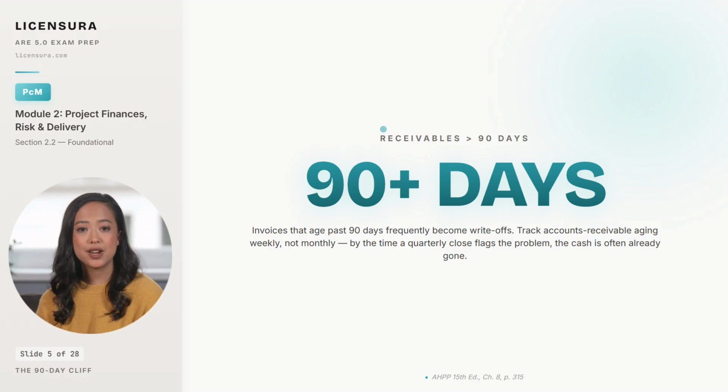There is one number that every firm principal should be tracking weekly: the aging of accounts receivable. Invoices that age past 90 days frequently become write-offs, either because the client has cash problems of their own or because a dispute has surfaced that nobody told you about. By the time a quarterly close flags an unpaid invoice as a problem, the cash you thought you had on that project is often gone for good.